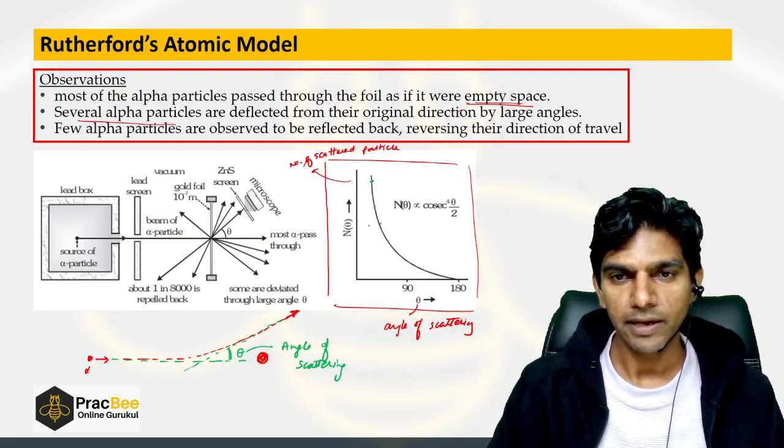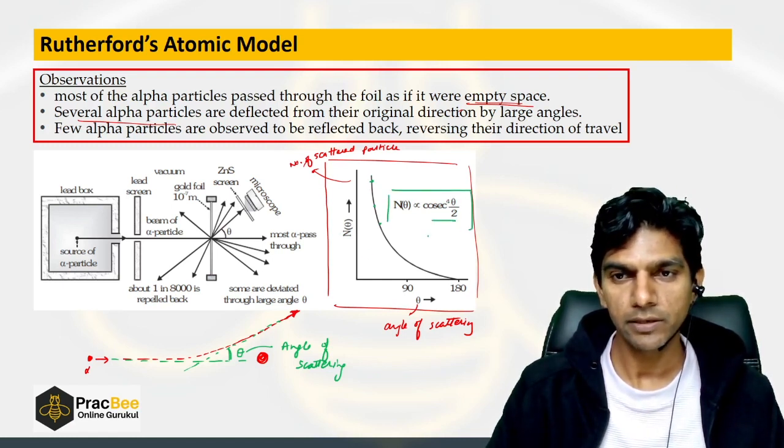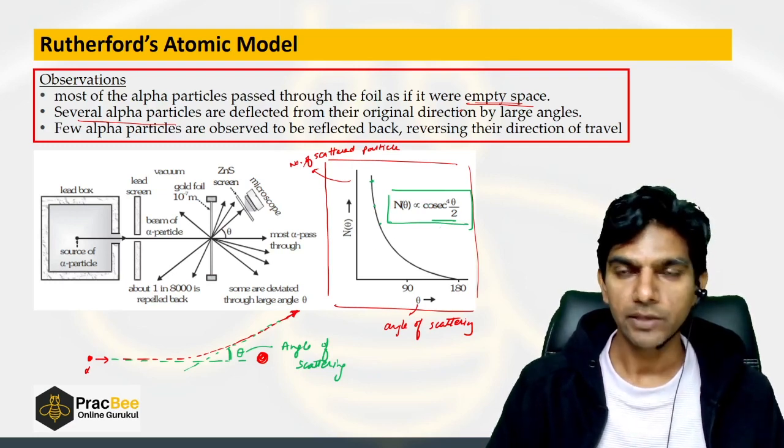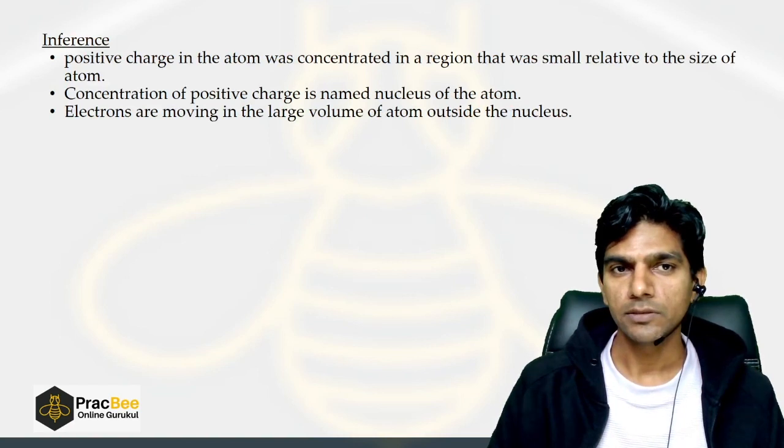So this N will come out to be proportional to the fourth power of cosecant theta by 2. Do remember this proportionality. There can be a question based on this proportionality. Right. So now, what are the inferences of this particular experiment?